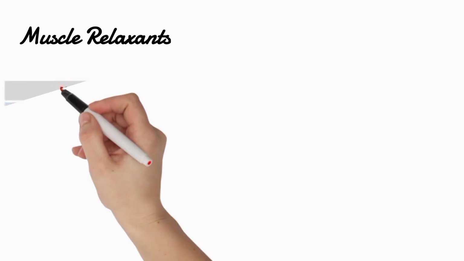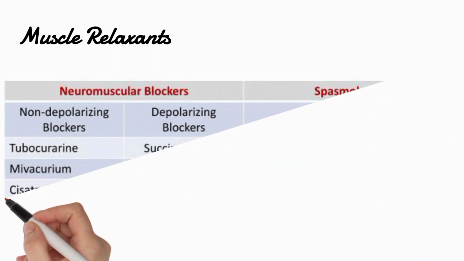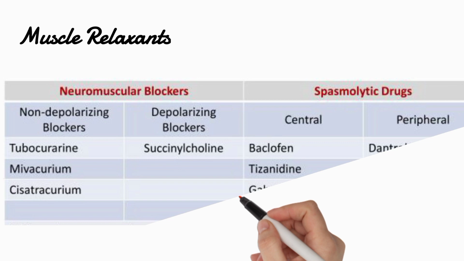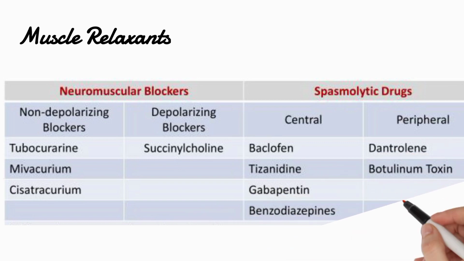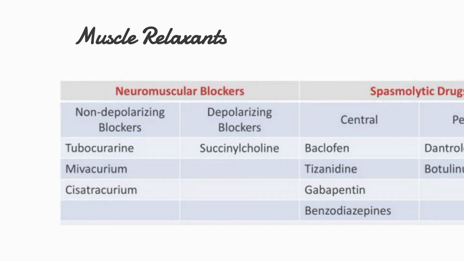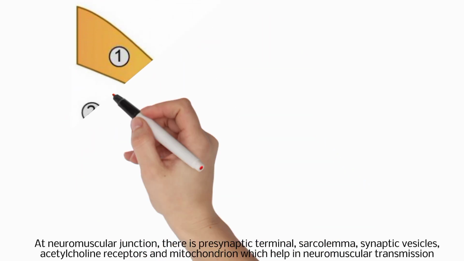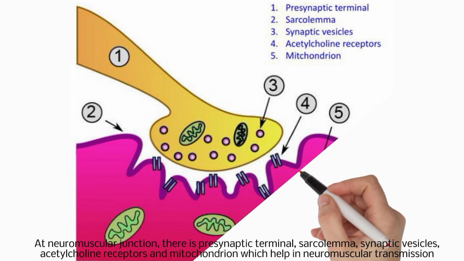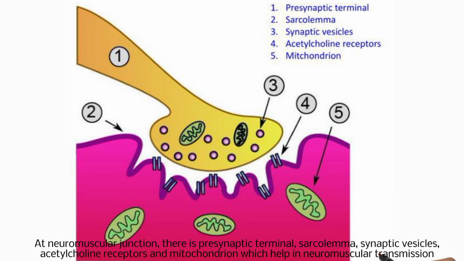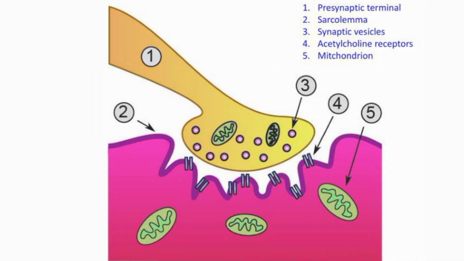Muscle relaxants are classified into neuromuscular blockers and spasmolytic drugs. Neuromuscular blockers are divided into non-depolarizing and depolarizing blockers, and spasmolytics into central and peripheral spasmolytic drugs. At the neuromuscular junction, there is the presynaptic terminal, sarcolemma, synaptic vesicles, acetylcholine receptors and mitochondrion, which help in neuromuscular transmission.